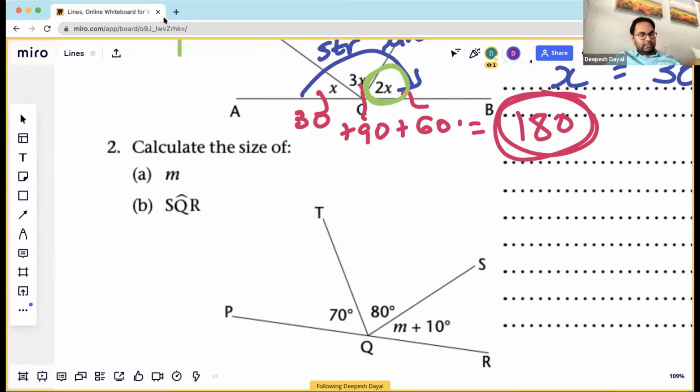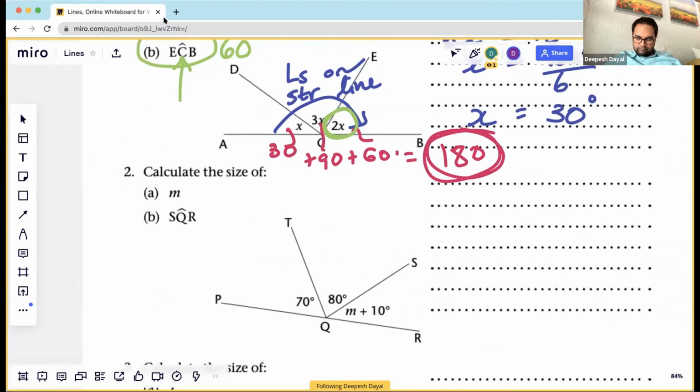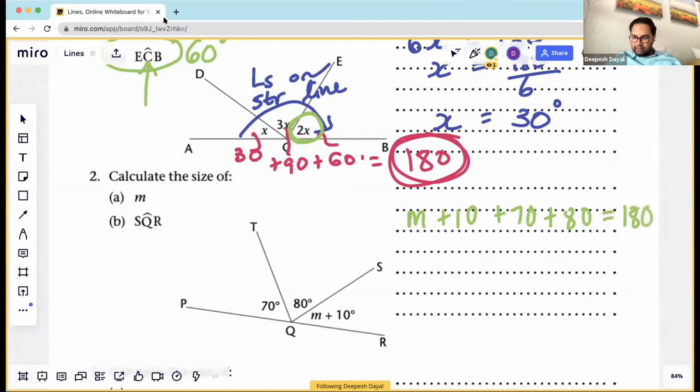Okay, and who just said 20? Me, sir. Lwandle. Okay, Lwandle, how do you get that? So I said M plus 10 plus 70 plus 80 equals 180. M plus 10 plus 70 plus 80 equals 180, right? Yes, and why is that? What is the reason for that? It's angles on a straight line, yes, sir.